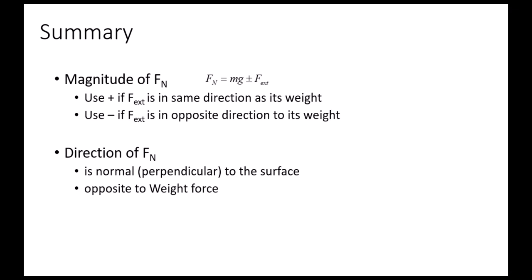So let's summarize. As far as the magnitude of the normal force is concerned, if a question comes up, is Fn always equal to mg or more than or less, then the general equation that you can remember is the normal force will be mg plus or minus F external. And when do I use the plus sign? Use the plus sign if F external is acting downwards, the same direction as the weight. And when do I use the negative sign? This is applicable when Fext is acting opposite in direction to the weight, that means vertically up. How about the direction of the normal force? It's always normal or perpendicular to the surface, and it is always opposite to the weight force of the object.